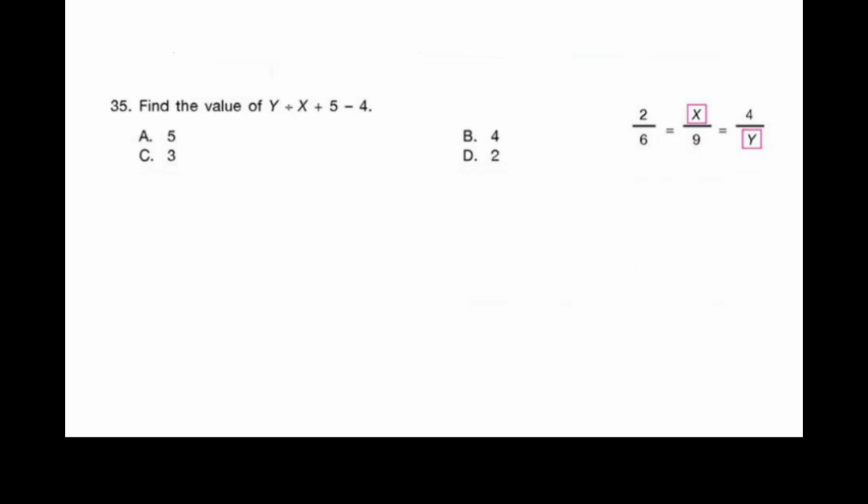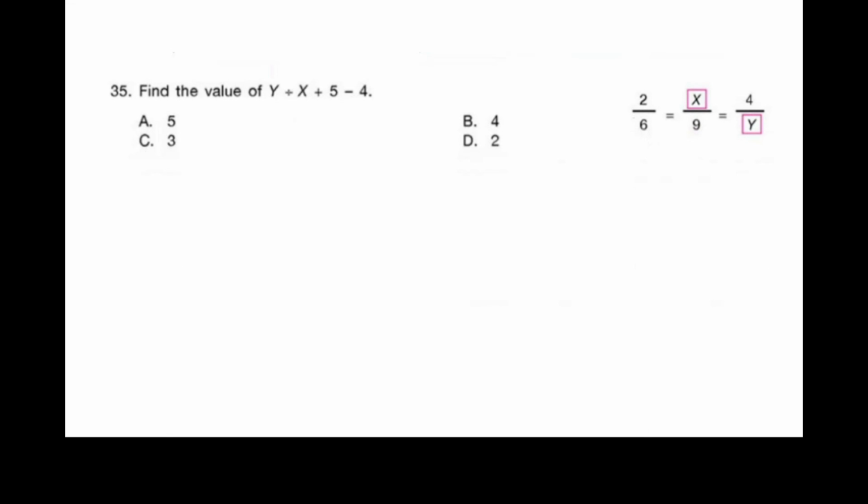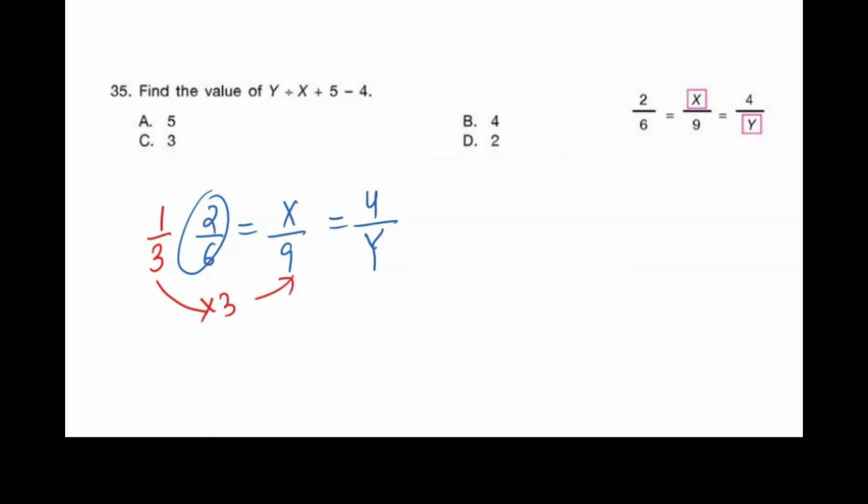Next is the last question of this set, question number 35. Y divided by x plus 5 minus 4. We need to find x and y first. So this is 2 upon 6, that is equal to x upon 9, that is equal to 4 upon y. 6 is not directly related. We will find the lowest form of 2 by 6, that is 1 upon 3. So 3 times 3 is 9. So 1 times 3 will be 3.